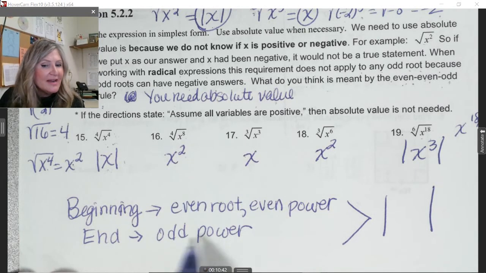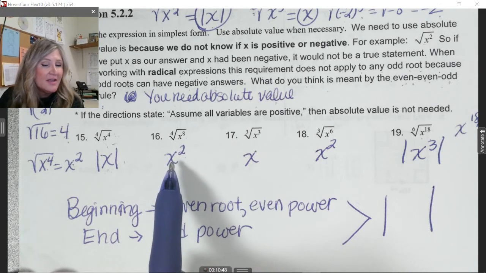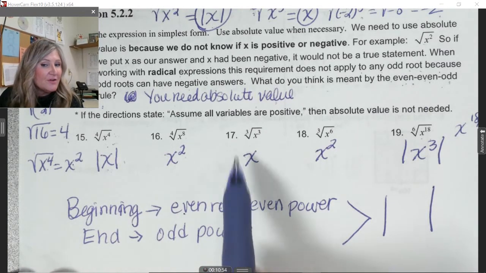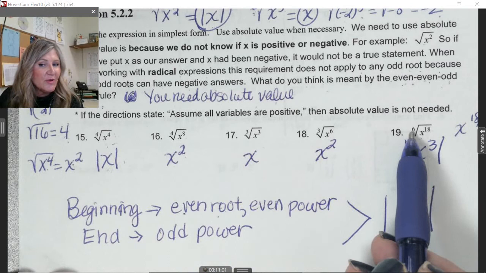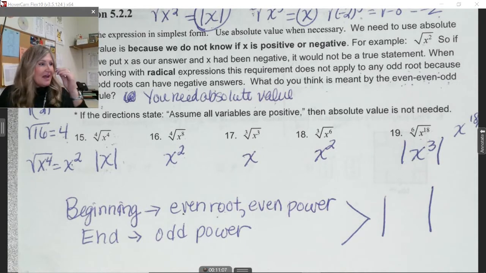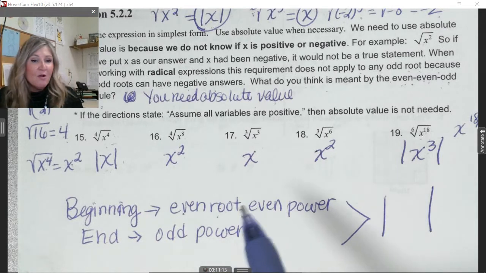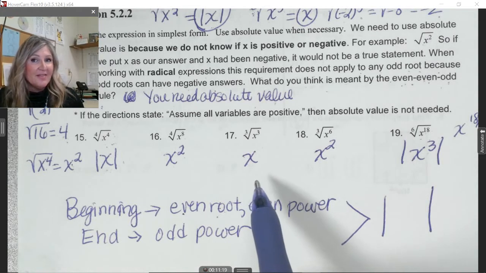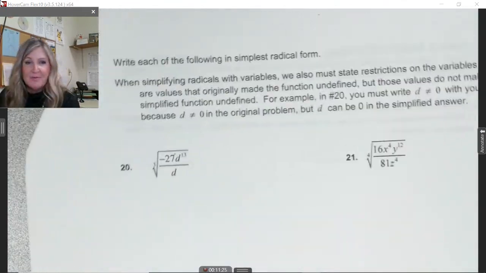Even power. So I don't need absolute value, because this is going to be positive anyway. It's redundant to put in an absolute value if it's already going to be positive. I don't need it here. It's not an even root. I can stop. There's not an even root. Look at this one. Even root, even power, odd power at the end. So if you want to memorize that, fine, go ahead. I prefer that you really understand why, and it's based on that whole fact that x could be negative at the beginning, but the answer would not be negative, and that's the reason why we have to think of it that way.